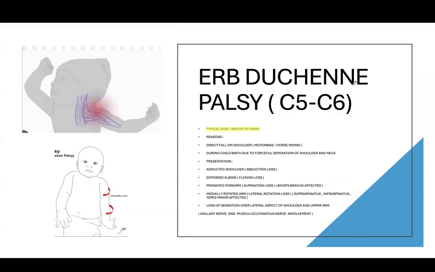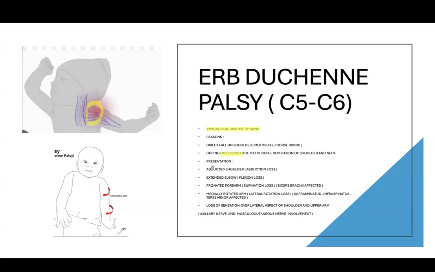So how does this Erb-Duchenne's palsy happen? It could be because of a direct fall on the shoulder or during childbirth due to forceful separation. So you see the angle between the neck and the shoulder, this angle over here. If this angle is excessively increased, it could cause damage to the upper part of the brachial plexus and cause this.